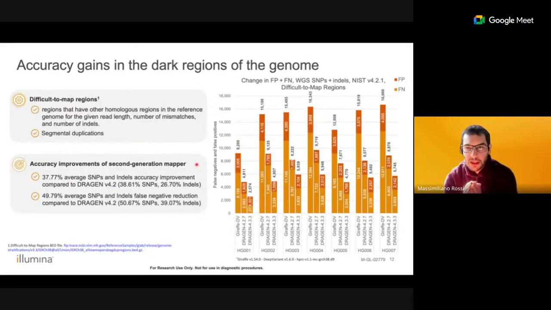But at the beginning of the talk, I promised a quest for accuracy gains in the difficult regions of the genome. Those are defined by Genome in a Bottle as regions that have other homologous regions in the reference genome for a given read length, number of mismatches, or number of indels, as well as segmental duplication regions. As you can imagine, those regions are particularly challenging, since it is difficult for the mapper to distinguish the region of origin of a read based on a very small handful of differences. So here is where the pangenome comes to help.